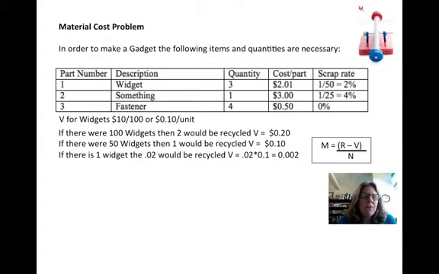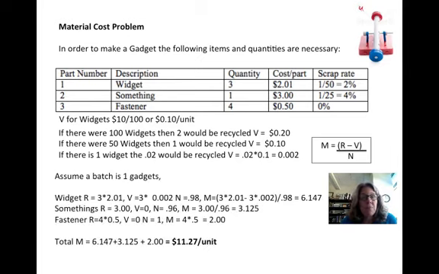So let's just look at this a little bit further. If there were 100 widgets and 2 could be recycled because 1 in 50 are bad, so that would be 2 in 100. That means if a batch was defined as 100 widgets, it would be 20 cents. If the batch was defined as 50 widgets, it would be 10 cents because one would be bad on average. So if a batch is defined as one widget, which is what we're defining it as, then it would be 0.02 recycled. And at 10 cents, that would be $0.002. That would be the V value.